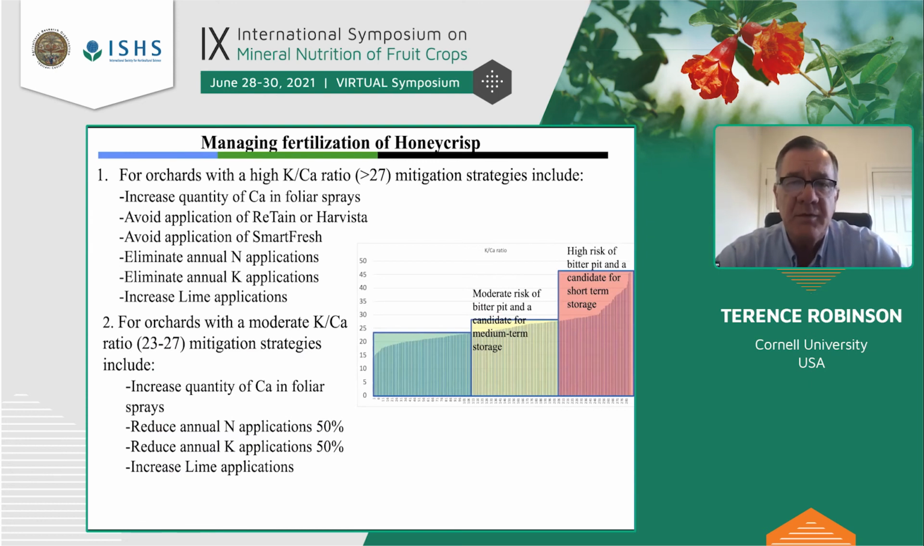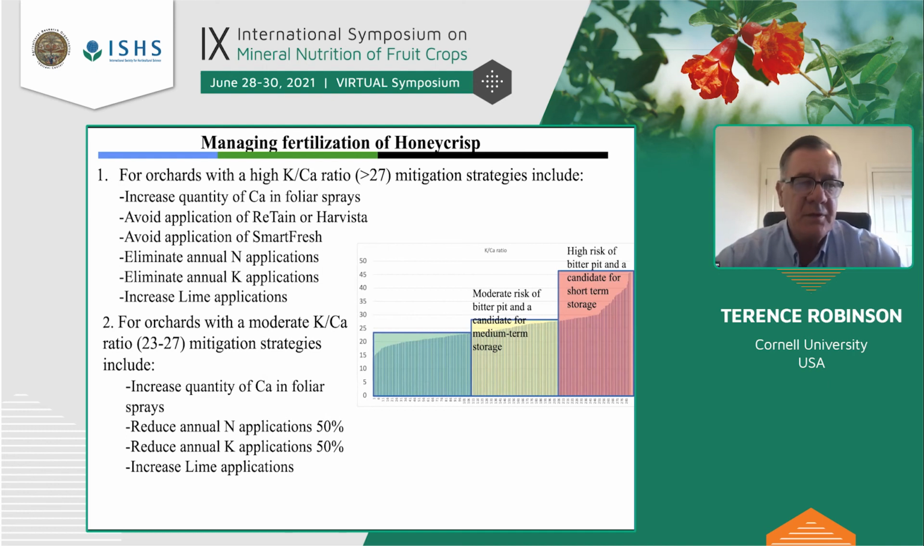For orchards in the relatively high potassium to calcium ratio group, greater than 27, we suggest several mitigation strategies to reduce bitter pit and to manage the post-harvest storage of these apples. First, increase the quantity of calcium in the foliar sprays to achieve at least 5 to 7 pounds of actual calcium per season. We have noticed the relationship between high potassium to calcium ratios and problems when we spray plant growth regulators, particularly Retain and Harvista, and the post-harvest use of SmartFresh.